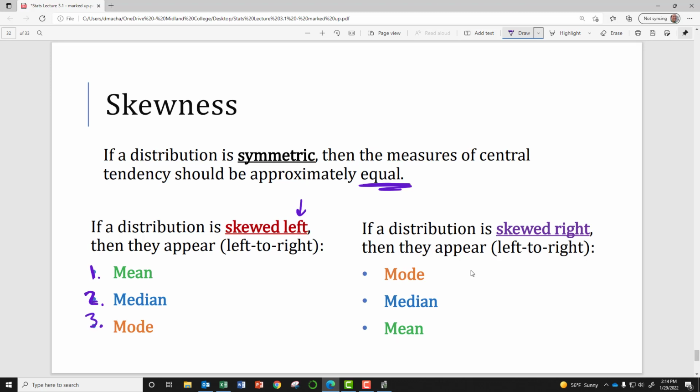If a distribution is skewed to the right, which means the right tail is fatter, versus the left tail being fat for left skewed distribution, then this is how they're going to appear. Mode will appear first, median will appear second, and mean will appear third, as you would read it from left to right. This is important, so I would say that you must memorize this slide.